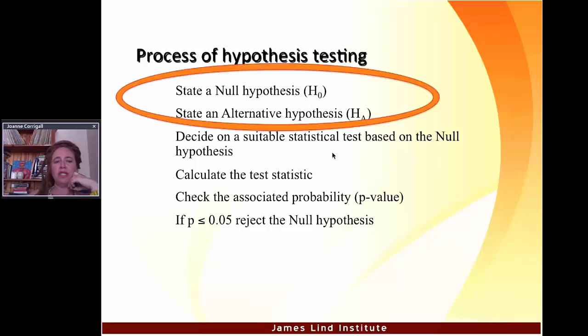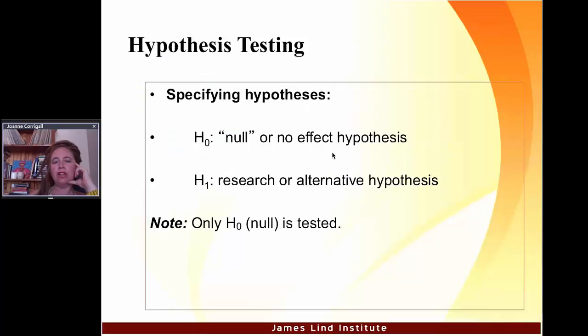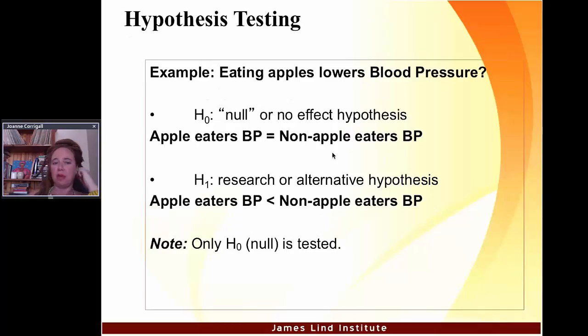So let's start off with stating our null hypothesis, which is commonly written as capital H and then with a small o next to it. Okay, so as I said, the H0 is a null or no effect hypothesis, and then H1 or HA is the research alternative hypothesis. And what we're actually doing in statistics is we're not actually testing that what we think is true, we're testing that what we think is not true, okay? So we only test the null hypothesis.